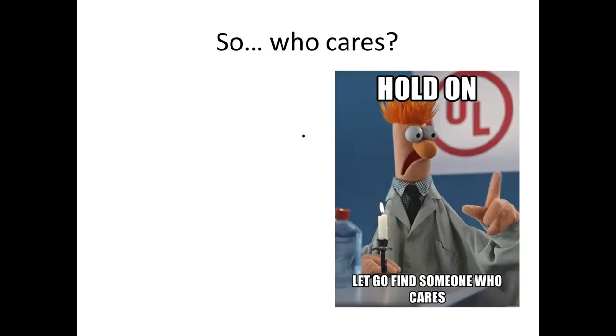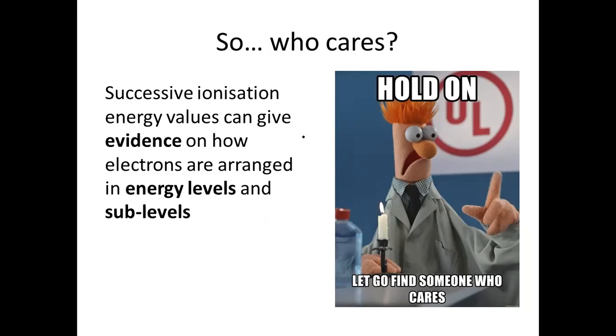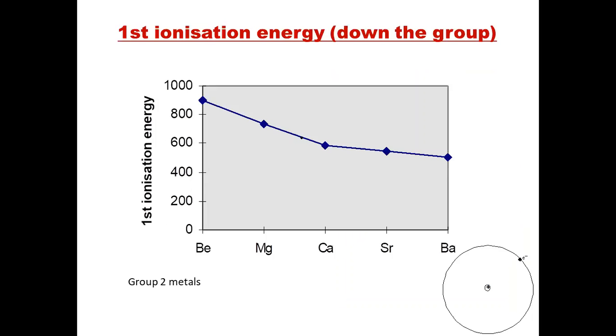Right, so why do you need to know all of this? What's the point? Well, successive ionization energy values, so first, second, third, and so on, can give us evidence on how electrons are arranged in energy levels and sublevels. We already sort of mentioned that. And you will need to be able to explain that based on data, what information we get.